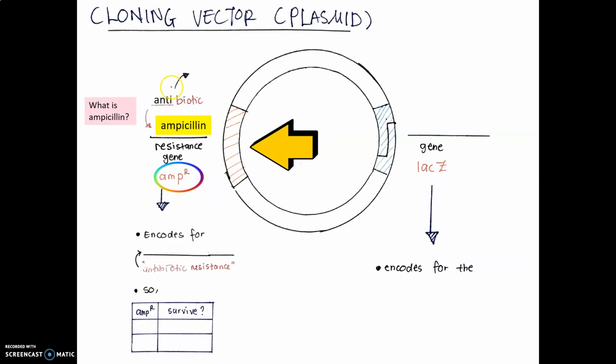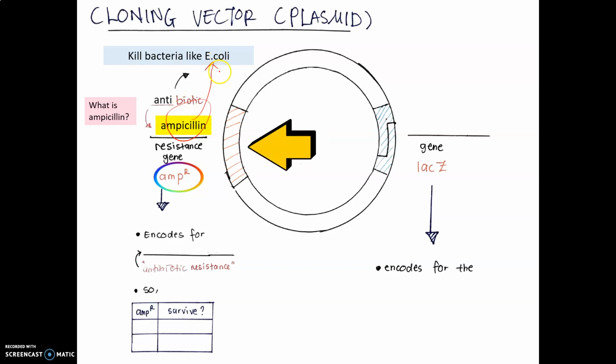Di mana kalau dalam nama antibiotik, anti means benci. Biotik means benda hidup. Apa yang dia benci? Dia benci benda hidup. Dia benci bakteria. Jadi apa yang berlaku? Dia akan kill bakteria like E. coli. Ampicillin ini dia akan kill bakteria macam E. coli.